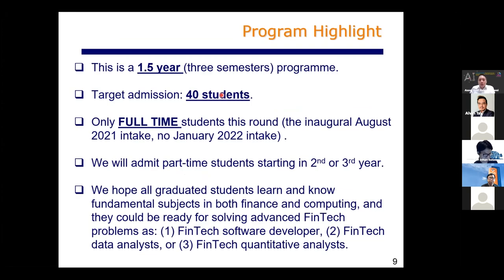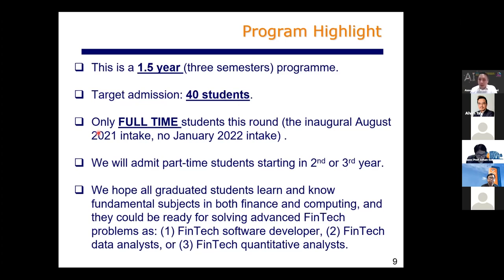So now we move on to the program highlights. The program is a 1.5-year program, 3 semesters. At NUS, every year we have 2 semesters. So this is important information: a 1.5-year program. The target admission is 40, and we could admit up to 50, depending on the quality of the applicants. The target number for the first year is 40 students. In the first year, we only admit full-time students. That's another piece of information for you.